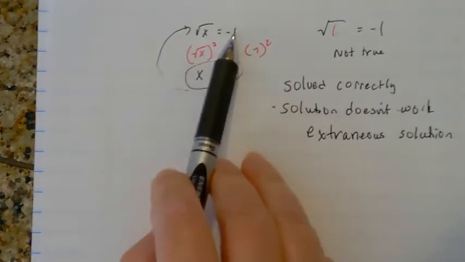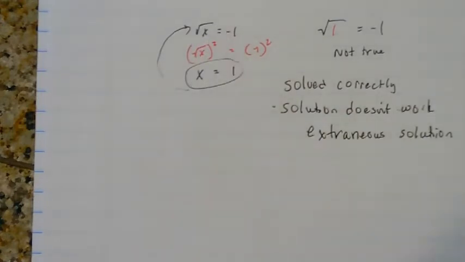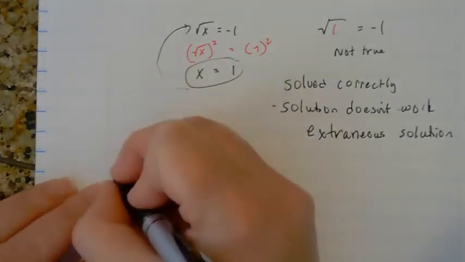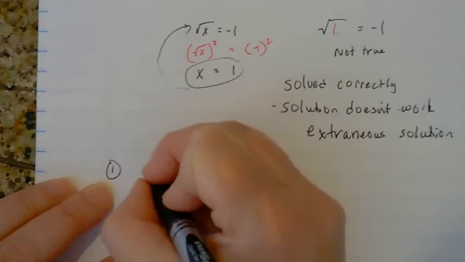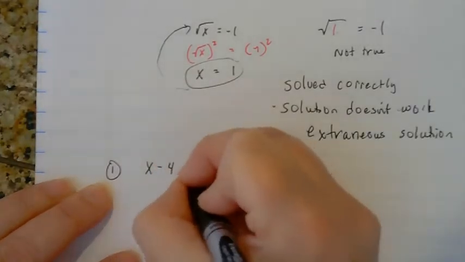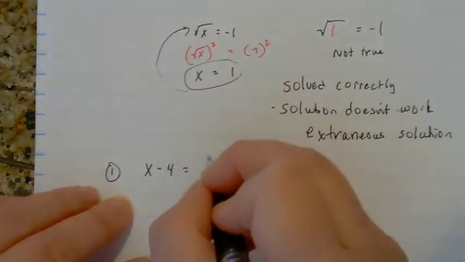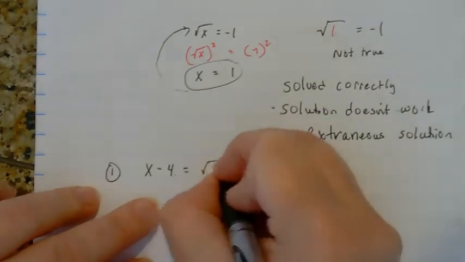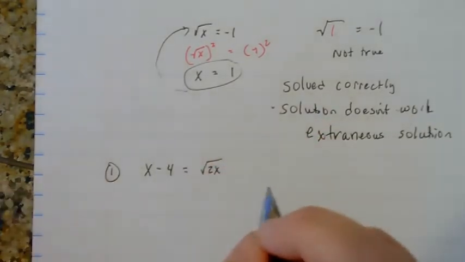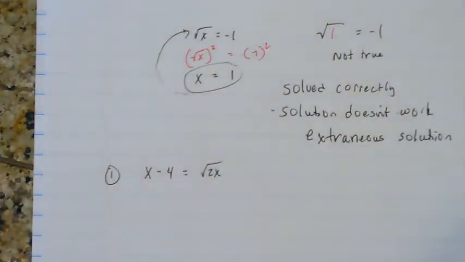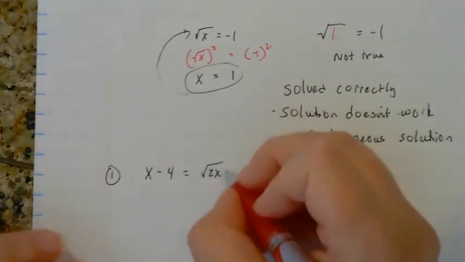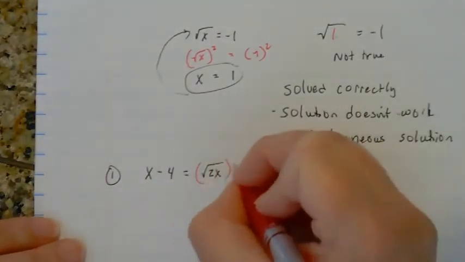So that means what I had here wasn't really a true statement to begin with. So let's do an example of one like that. Let's start with this one. x minus 4 equals the square root of 2x. So see on the right side of this problem how I have a square root. So that means I can start the problem by squaring both sides.